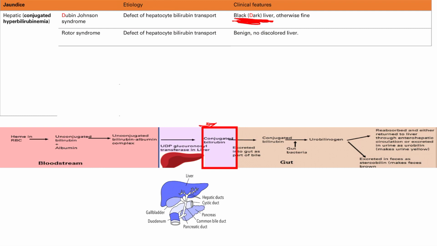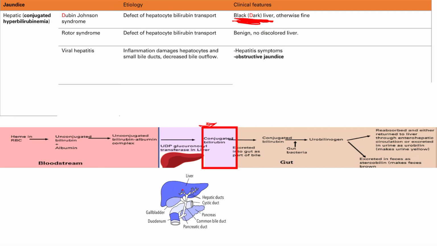Rotor syndrome. Alright, next cause of hepatic hyperbilirubinemia is viral hepatitis. I want to note that this one actually has mixed hyperbilirubinemia. Mixed as in it has both unconjugated and conjugated increased levels of bilirubin. Why does this happen? Because the viral hepatitis inflammation causes damage to both hepatocytes and small bile ducts in the liver. So you have these bile ducts in the liver, these all get damaged due to that inflammation.